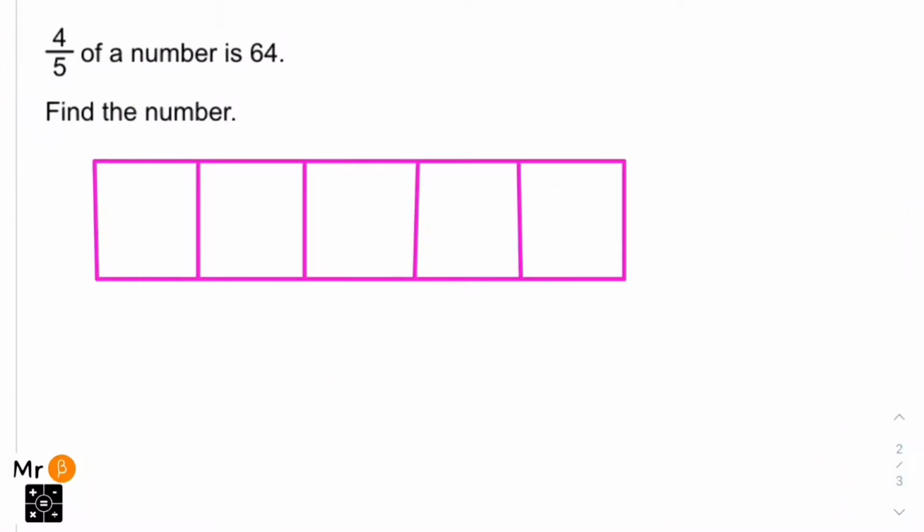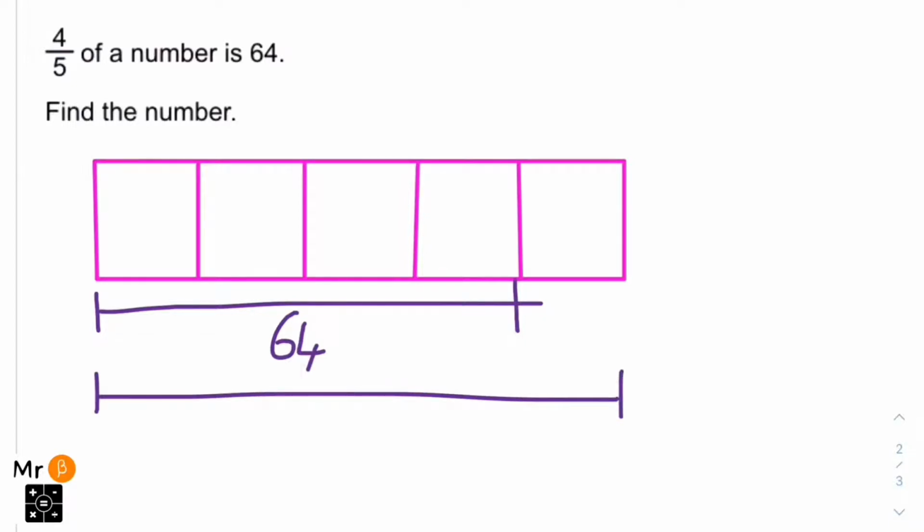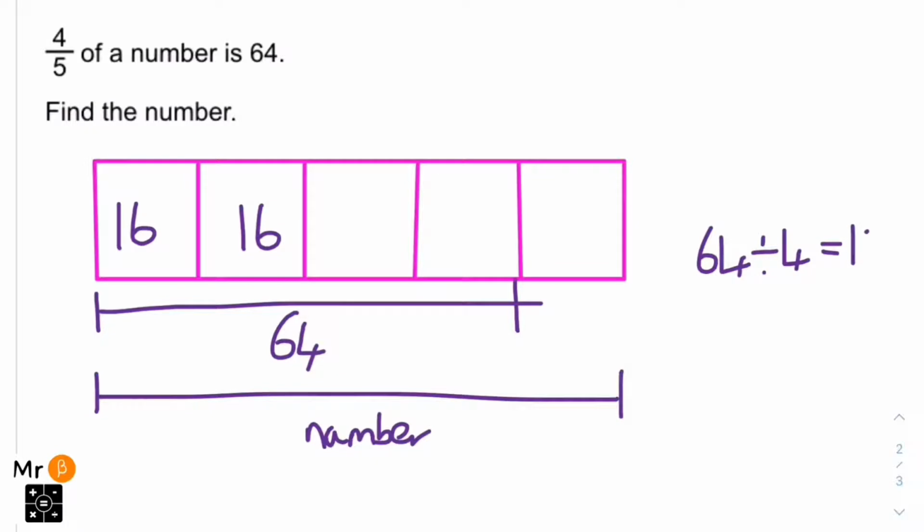Question 5 tells us that 4/5, so 4 of these boxes, is equal to 64, and it wants us to find the whole number, so what that whole bar is worth. So we have shared 64 equally between these 4 boxes. So if we work that out now, we would get the answer of 16. So 64 divided by 4 is 16. So 16 must go in each box.